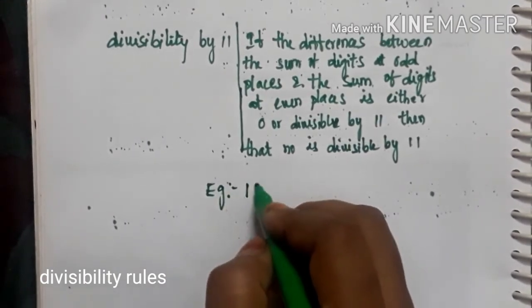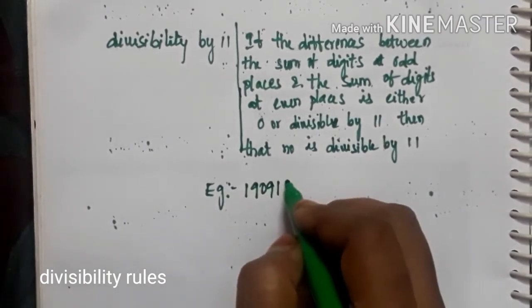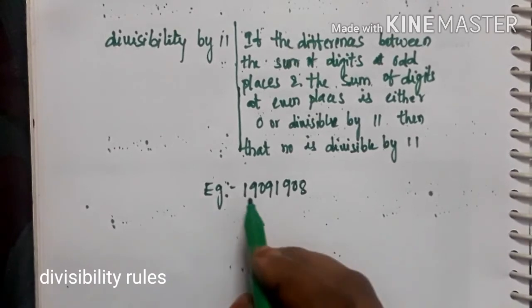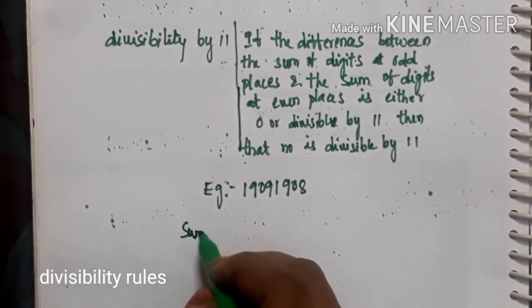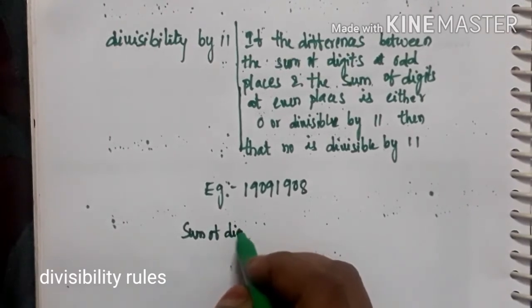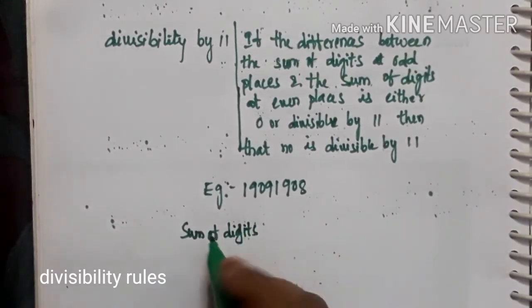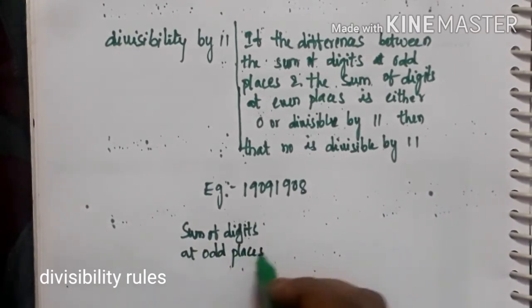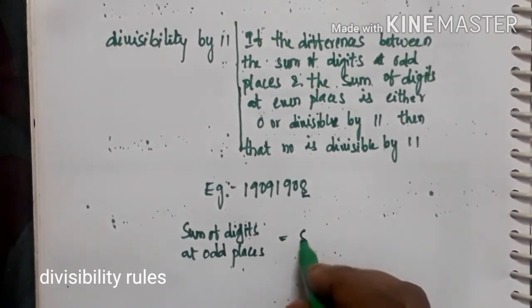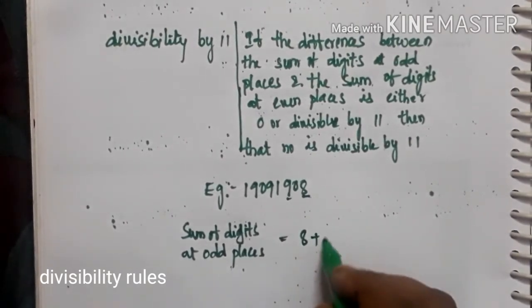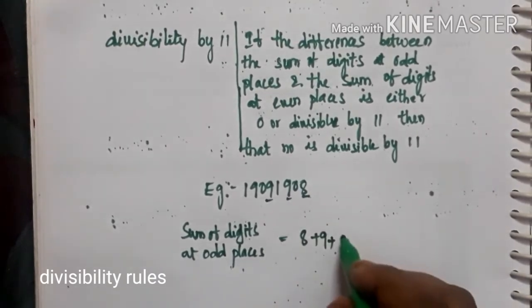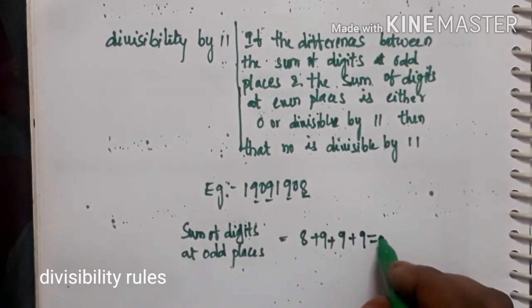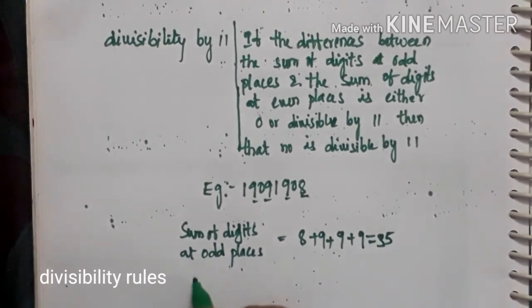Take one example. 1 crore 90 lakhs 91,908. In this, the sum of digits at odd places. Odd places is nothing but at ones, 10,000, 10 lakh, like this. So that is 8 plus 9 plus 9 plus 9, that equals 35.